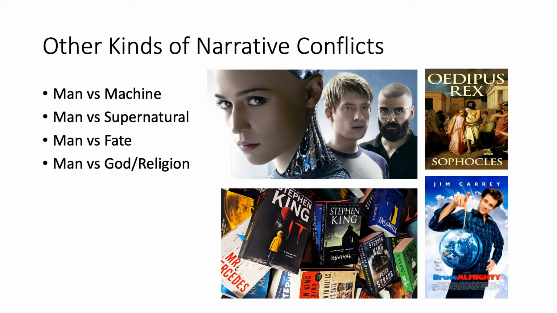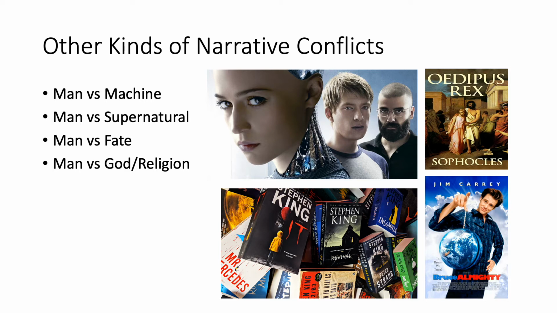So, there are a few other kinds of conflict that I saw when researching that will turn up in many books, movies, and shows. These are man versus machine, man versus the supernatural, man versus fate, so think Oedipus, man versus God or religion. Ex Machina is a movie about androids that turn against their toxic human creators and is a great example of man versus machine.